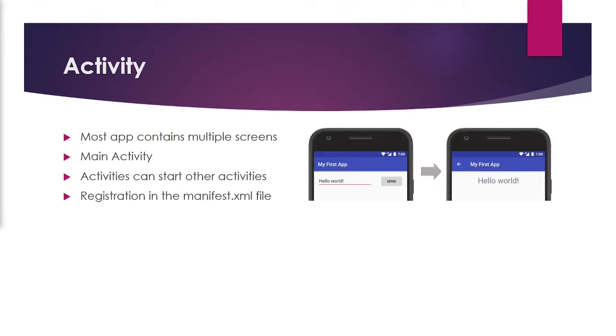One last thing: for our app to be able to use activities, we must declare the activities and certain of their attributes in the manifest file. So we have to register our activity in the manifest file, and we're going to take a look at the manifest file in the upcoming videos. Okay, so that's it for the introduction to activities, and now we are going to see how we can create an activity in Android Studio.